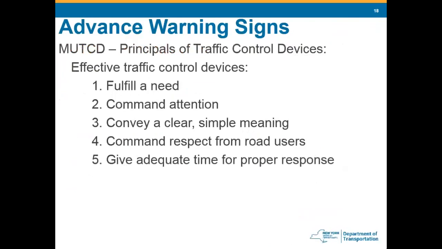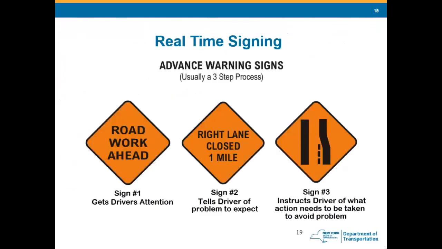These are coming out of the MUTCD, and this is going to give effective direction to the traveling public. They're going to fulfill a need, get their attention, hopefully convey a nice, clear, simple meaning so everybody understands it, hopefully get their respect, and give them adequate time for a proper response. And like I said, real-time signing. And these are the three signs, 3-step process.